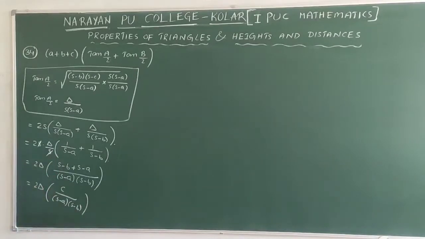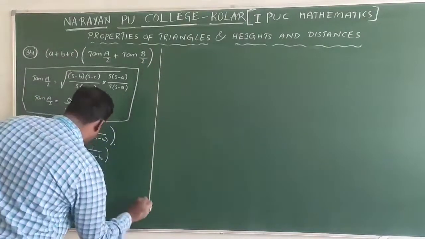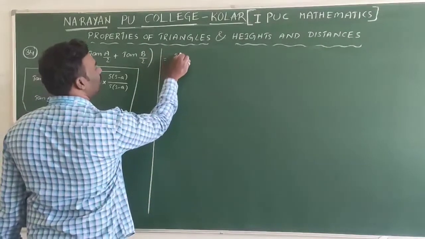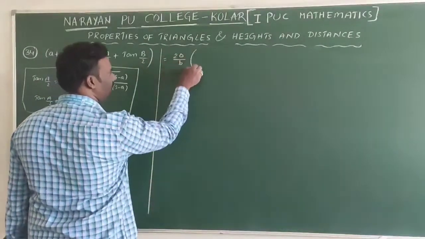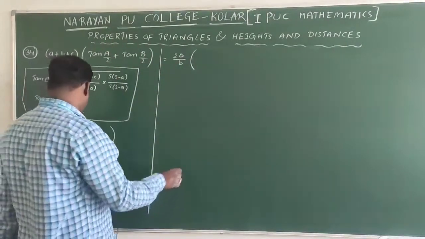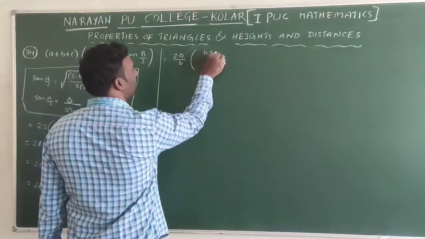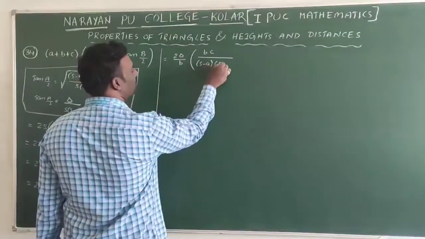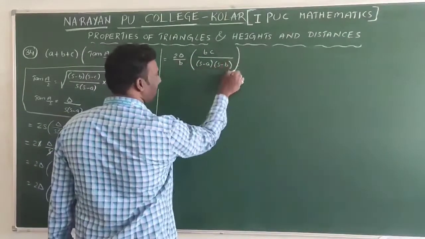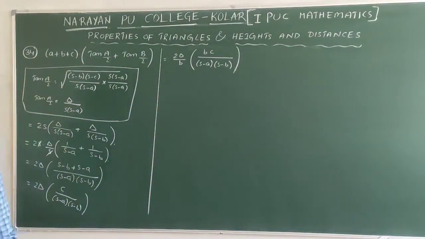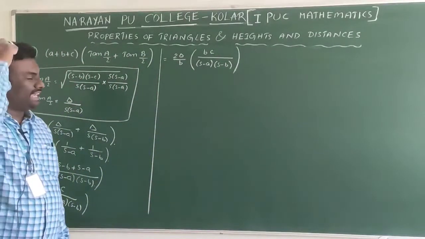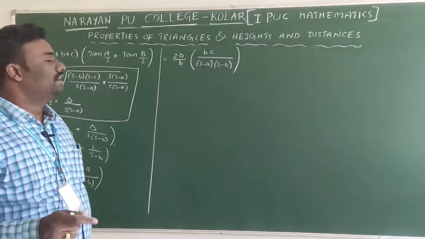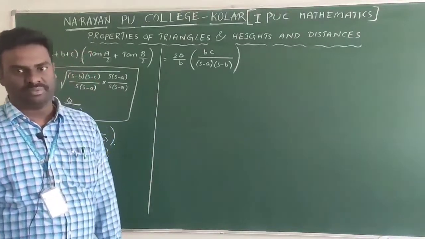For this, multiply with B, divide with B, that equals 2 delta by B into BC by S minus A into S minus B. See, for this the root is there, it can be taken as the formula for cot C by 2.